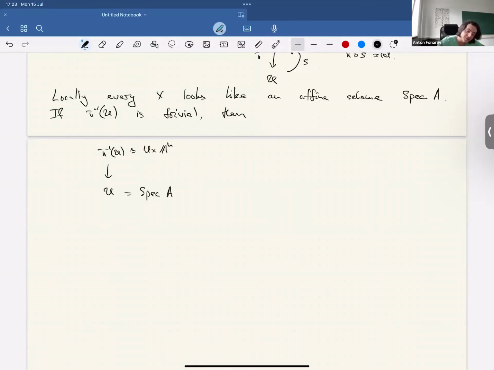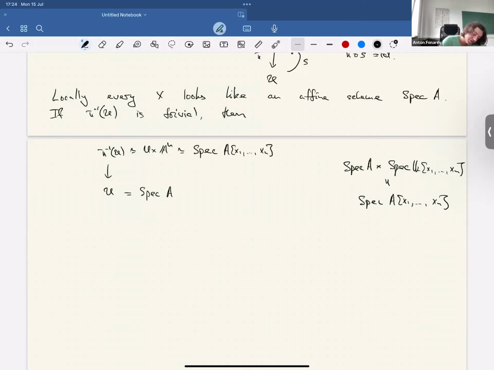But what is U times A to the n? So we want to compute Spec of A times Spec, well, if you're over a field, then K of x1, ..., xn. And you learn in algebraic geometry 1 again that multiplying, what it does on the ring of functions, this is the same thing as Spec of A[x1, ..., xn]. So you have this spectrum. Now this is isomorphic to the spectrum of A[x1, ..., xn]. You have a morphism here, which corresponds to the projection of the first argument.